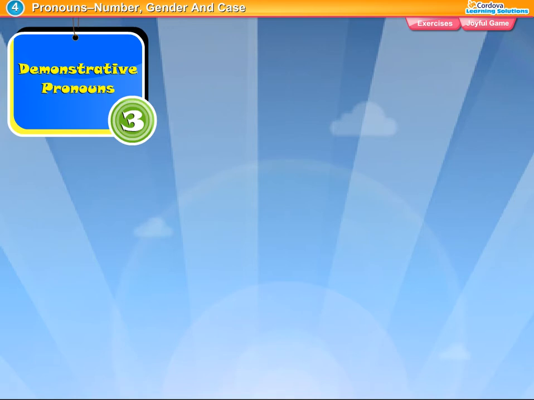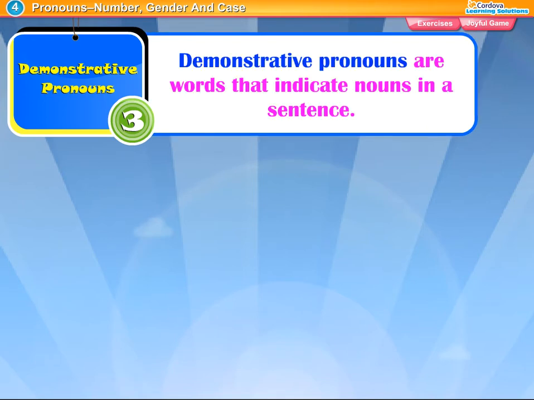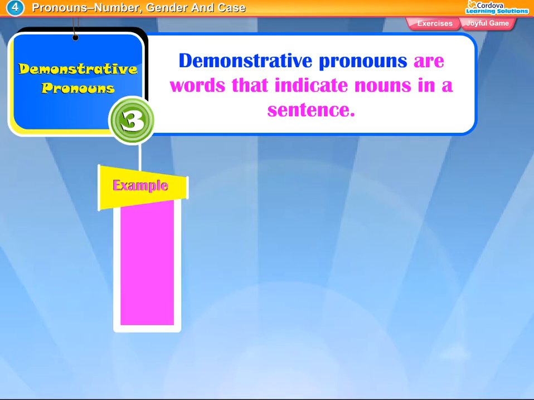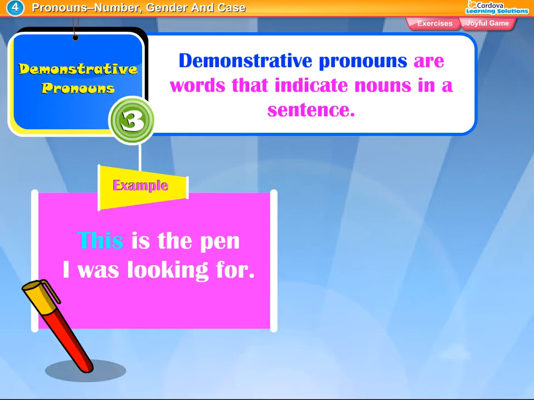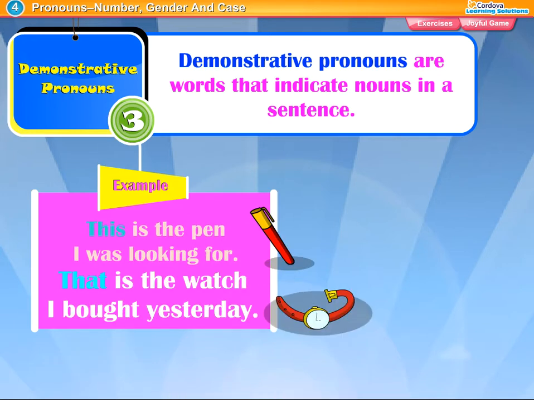Demonstrative pronouns. Demonstrative pronouns are words that indicate nouns in a sentence. Examples: this is the pen I was looking for. That is the watch I bought yesterday.